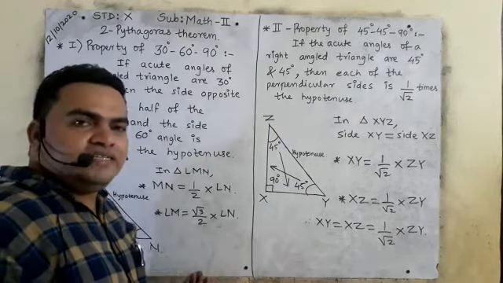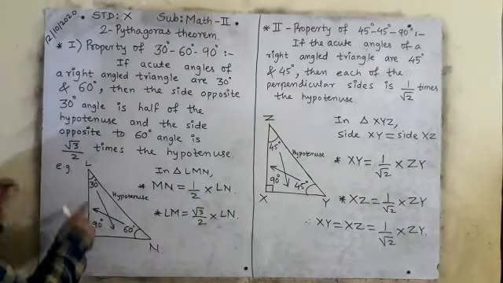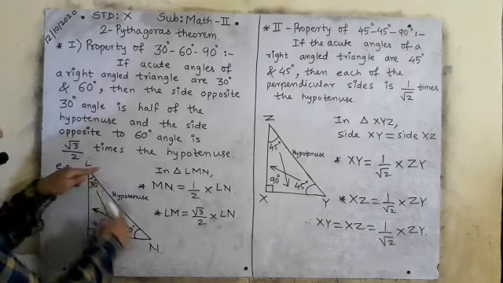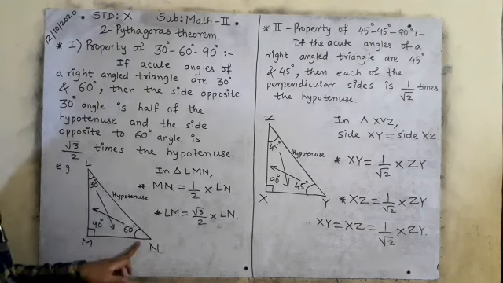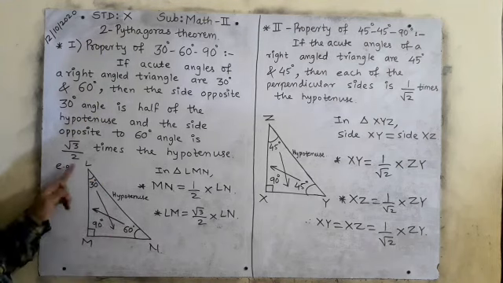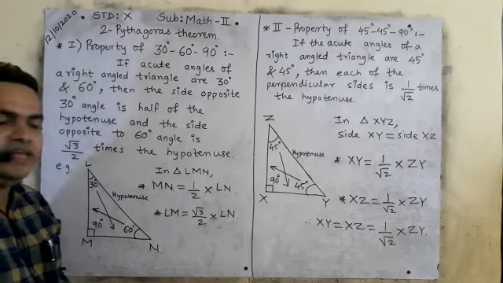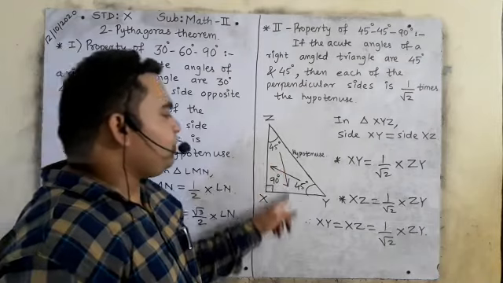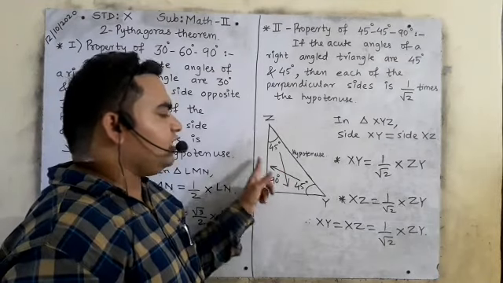So both the properties, have you understood? Here the side opposite to 30 degree, MN, will be half of its hypotenuse. The side opposite to 60 degree angle, LM, will be root 3 upon 2 of its hypotenuse. And here the side opposite to 45 degree, both are 45.